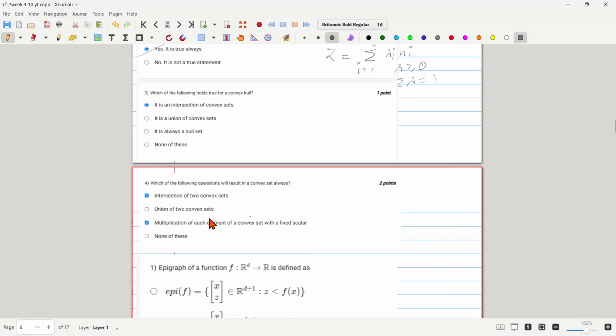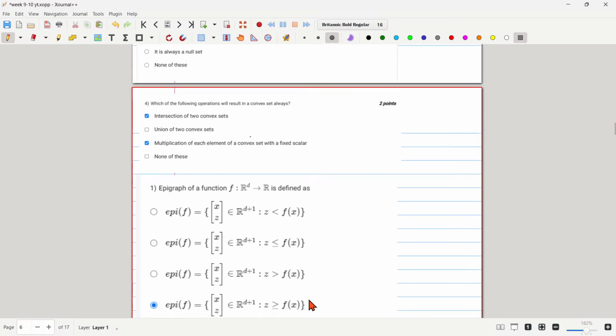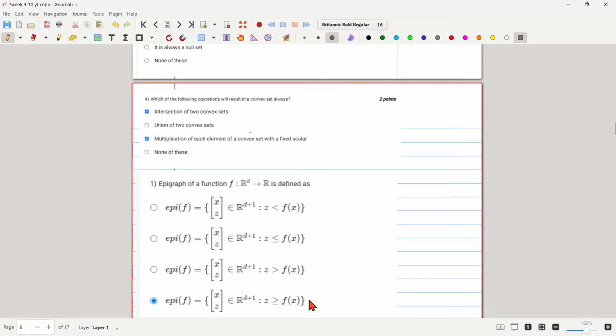Which of the following holds true for a convex hull? It is the intersection of convex sets. Which of the following operations will result in a convex set always? Intersection of 2 sets and multiplication of each element of a convex set with a fixed scalar.